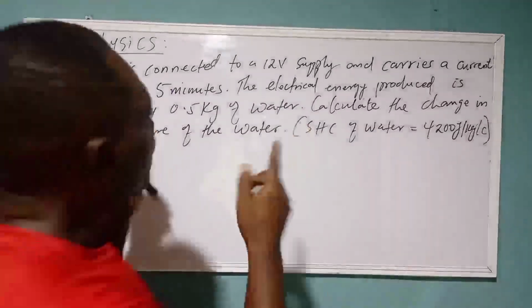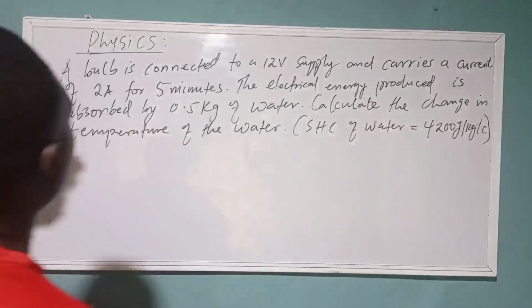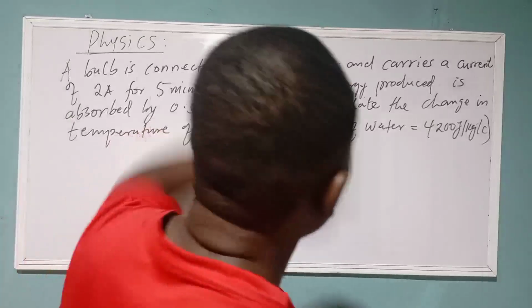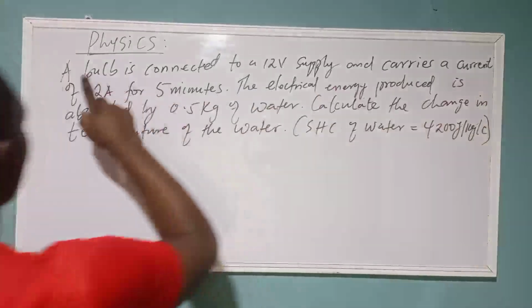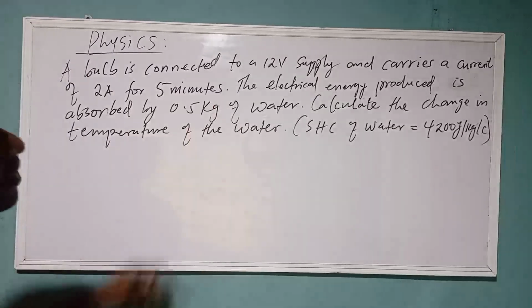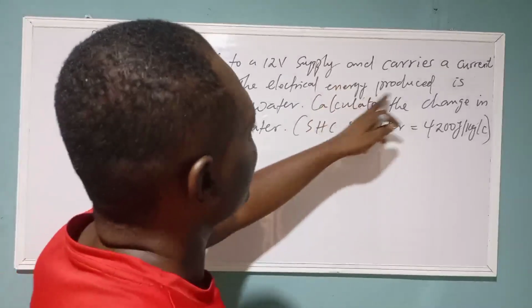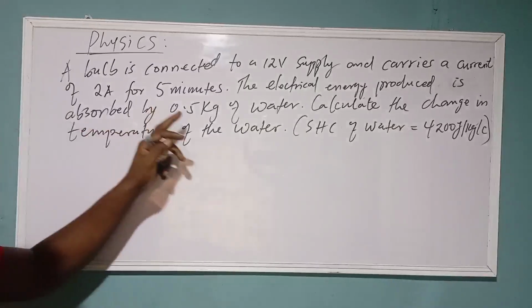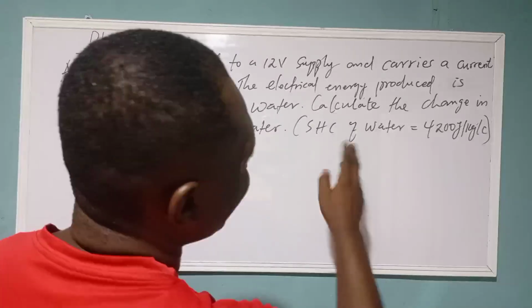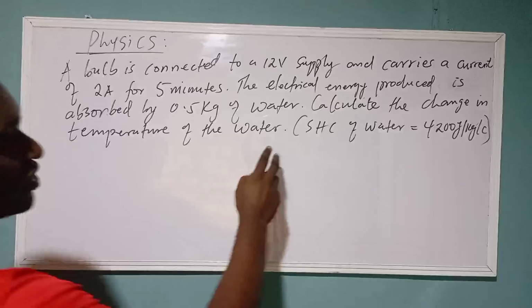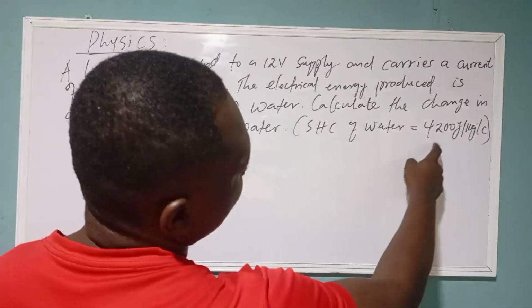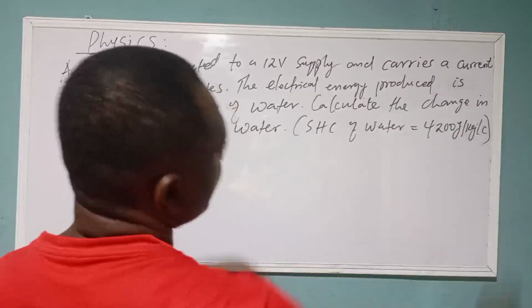Let's do this quick, interesting question together. A bulb is connected to a 12-volt supply and carries a current of 2 amp for 5 minutes. The electrical energy produced is absorbed by 0.5 kilogram of water. Calculate the change in the temperature of the water. Specific heat capacity of water is 4,200 joules per kilogram per Celsius.